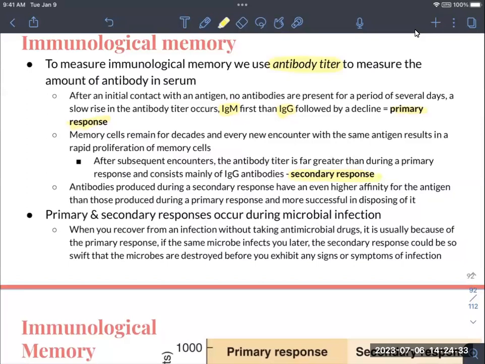These primary and secondary responses tend to occur in those microbial infections. So whenever you recover from some sort of infection without using medication, it's because of that primary response. If that same microbe comes in, that secondary response could be really quick to prevent you from getting sick again.